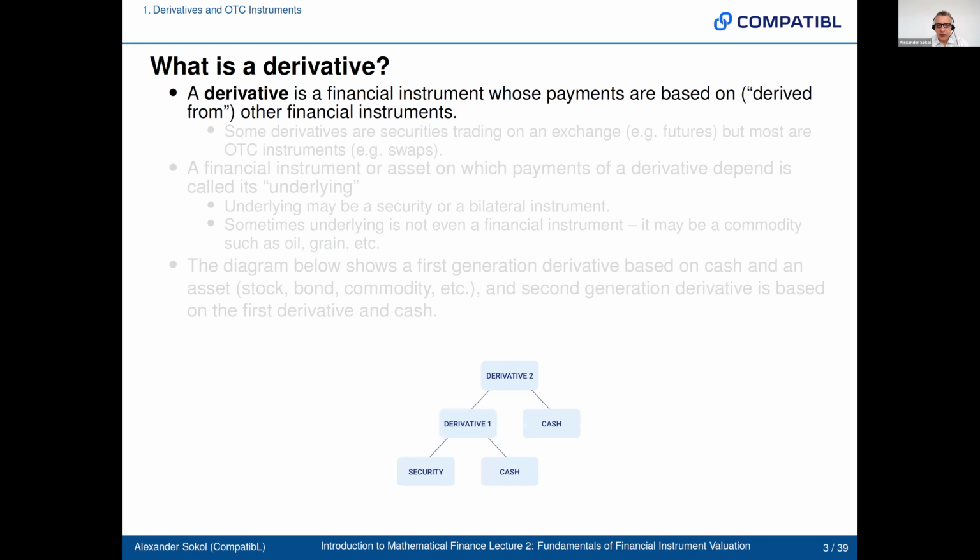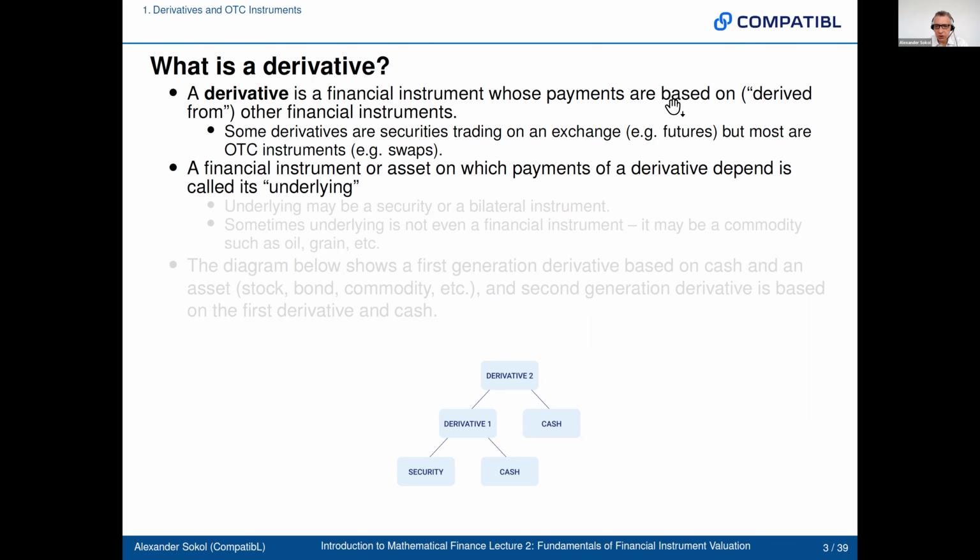First of all, what is a derivative? A derivative is a financial instrument whose payments are based on or derived from other financial instruments. Some derivatives are securities, namely, they are trading on exchange, for example, futures or derivatives like that. But most are over-the-counter instruments, and we'll talk about what this means.